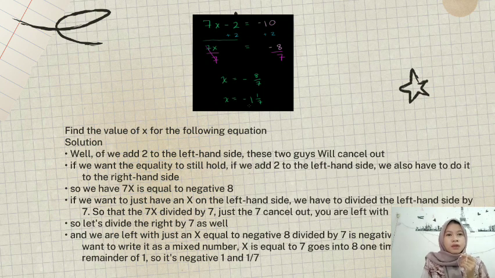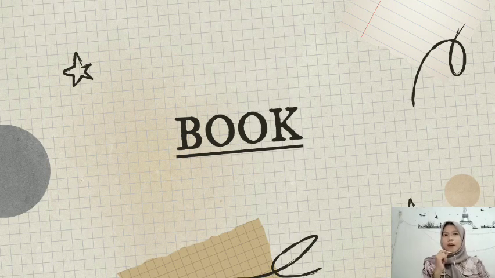Or if you want to write it as a mixed number, x is equal to: 7 goes into 8 one time and gets a remainder of 1, so it's -1 and 1/7. Okay, next we will discuss examples of questions number 7, 8, 9, and 10.